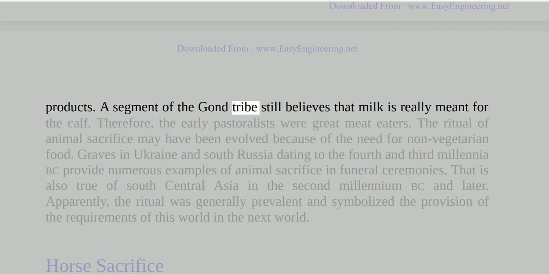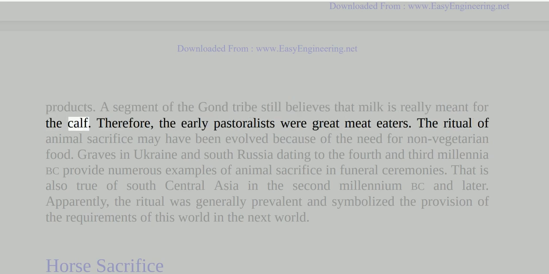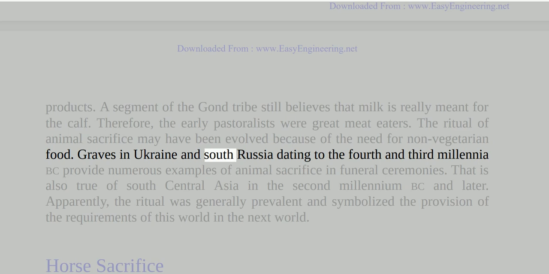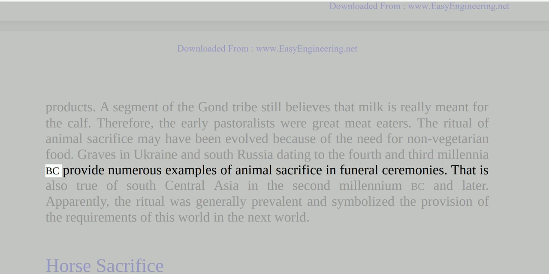A segment of the Gond tribe still believes that milk is really meant for the calf. Therefore, the early pastoralists were great meat eaters. The ritual of animal sacrifice may have evolved because of the need for non-vegetarian food. Graves in Ukraine and South Russia dating to the 4th and 3rd millennia BC provide numerous examples of animal sacrifice in funeral ceremonies.